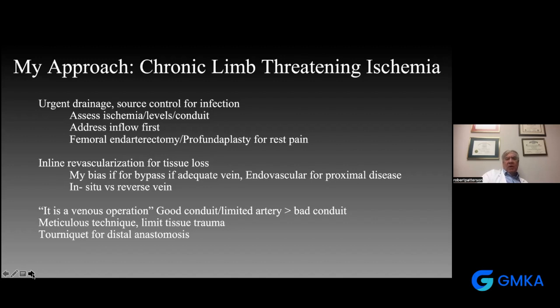Again, my bias, which I think is supported by many of the studies, is that if there's adequate vein available, and it's not always the ipsilateral vein, not always the same leg vein, but occasionally the contralateral leg or even arm vein, I think that's preferable to endovascular approaches. If somebody has proximal disease, if they have high-grade iliac stenosis or occlusion that you can open endovascularly, I think that's very reasonable. I prefer in situ bypass grafting, but I think reverse saphenous vein is an excellent choice.